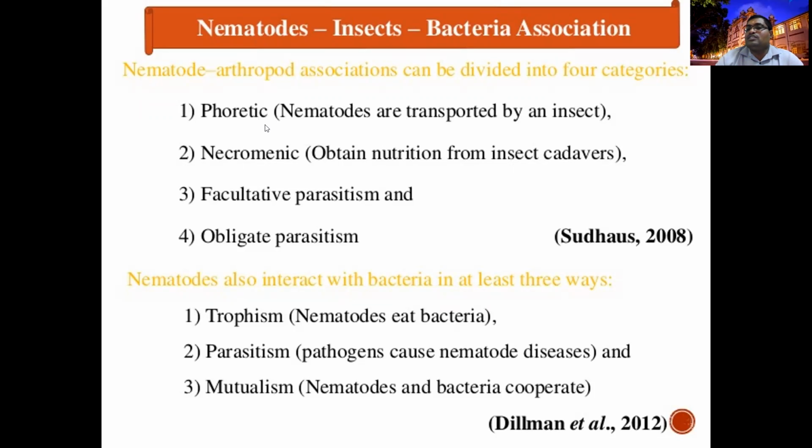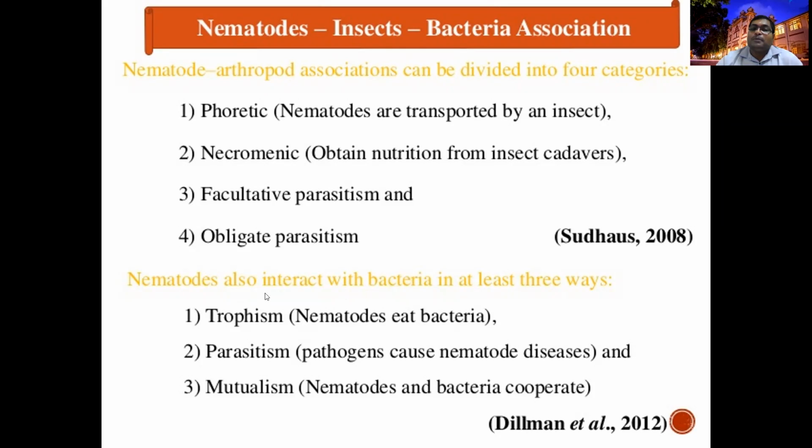Phoretic means nematodes are transmitted by the insect. Necromenic is obtaining nutrition from the insect cadaver. Facultative parasitism and obligate parasitism: facultative means if suitable hosts are not available, they can survive in other hosts. Obligate means it needs the host, otherwise it will not survive. Live host, that we call obligate.